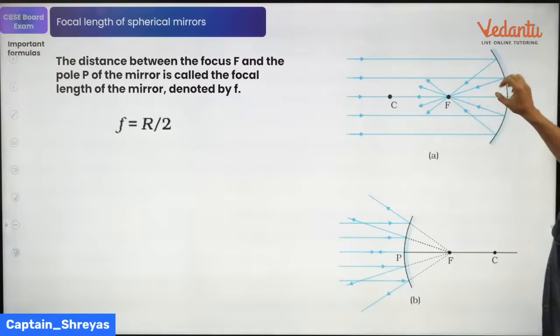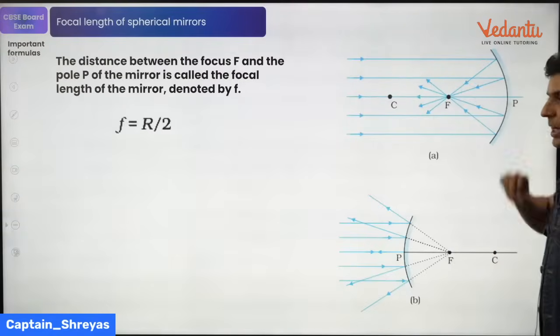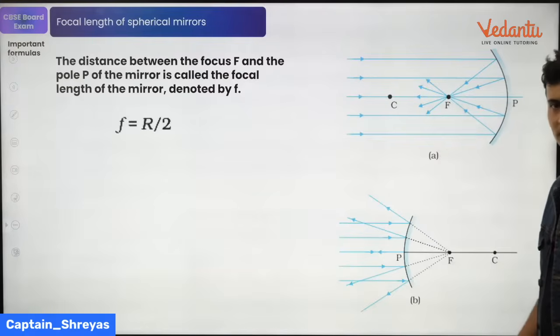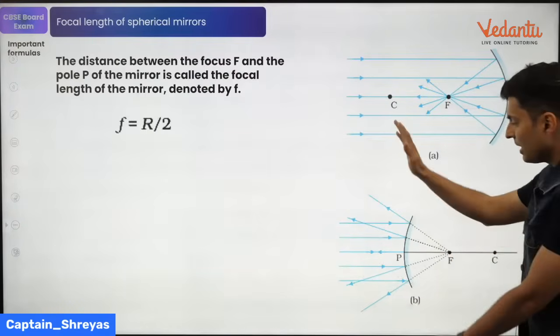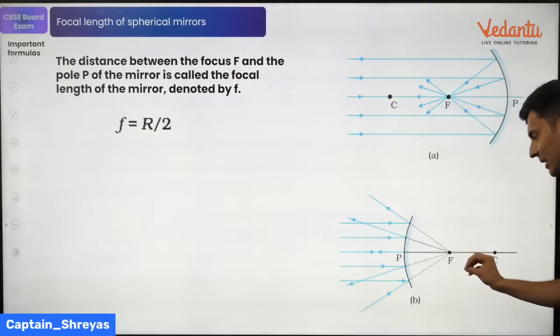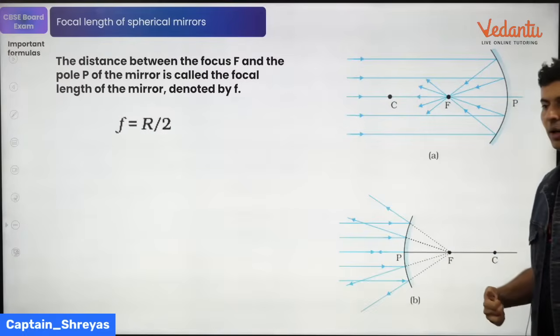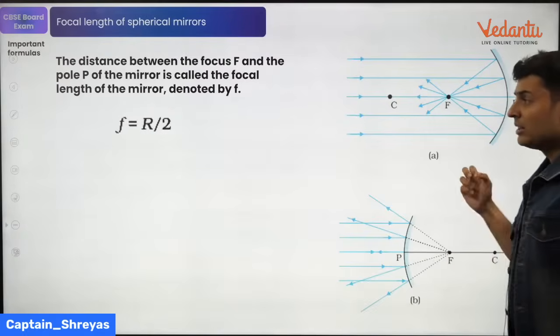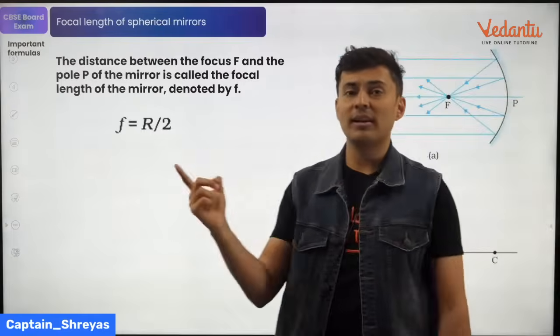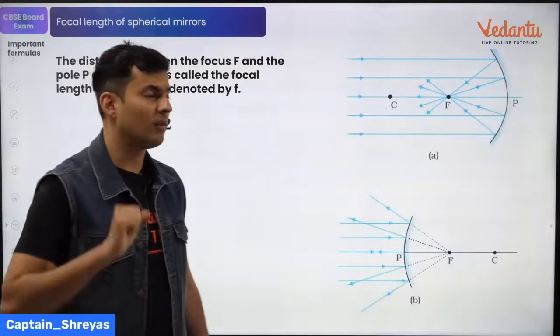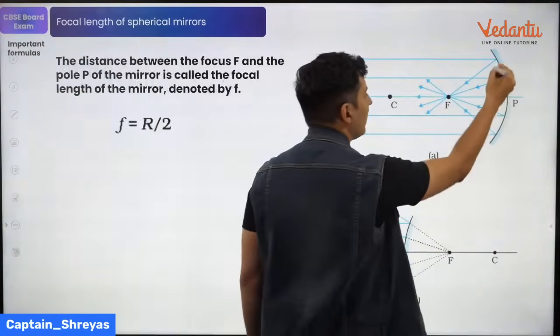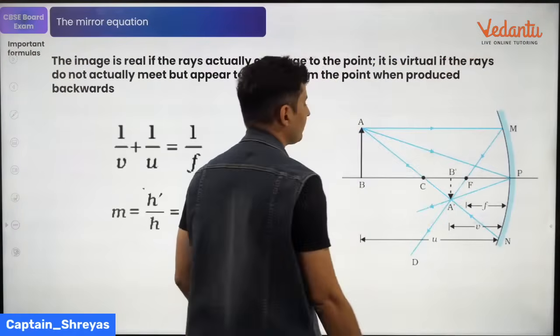In case of a concave mirror, the rays meet at a particular point, which is called the focus. In case of a diverging mirror, when the rays are extended backwards, they meet at a point called the focus. This focal point is related to the radius of curvature of the mirror. This mirror is actually a part.